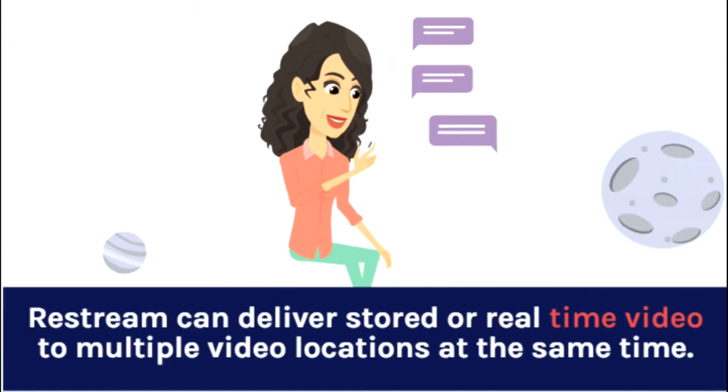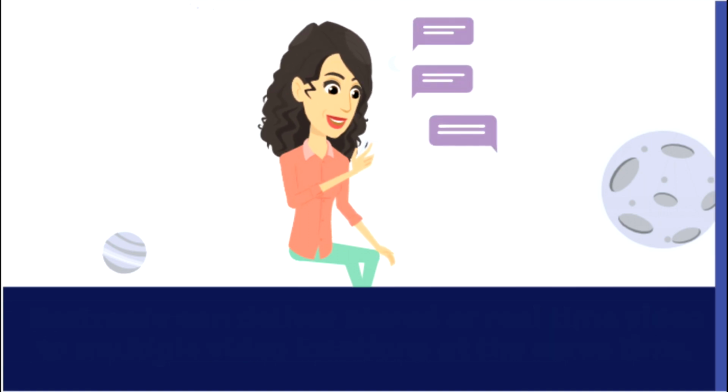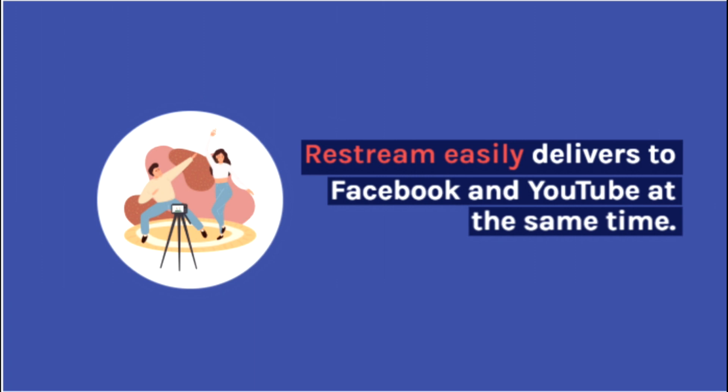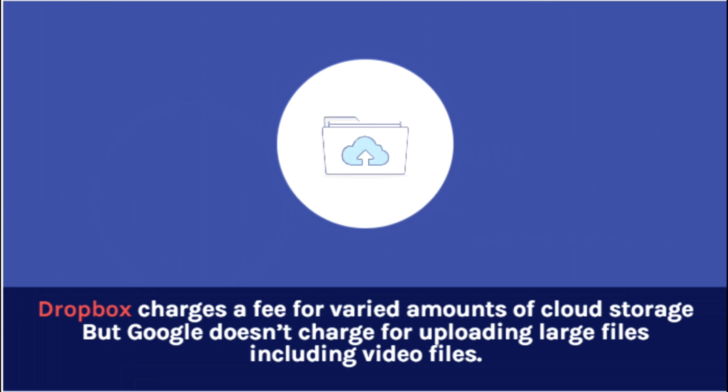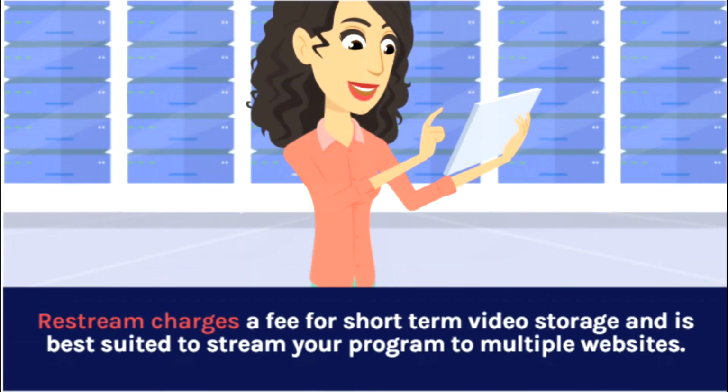Restream can deliver stored or real-time video to multiple video locations at the same time. Restream easily delivers to Facebook and YouTube at the same time. Dropbox charges a fee for varied amounts of cloud storage, but Google doesn't charge for uploading large files including video files. Vimeo charges a fee for video storage but allows for monetization of video programs. Restream charges a fee for short-term video storage and is best suited to stream your program to multiple websites.